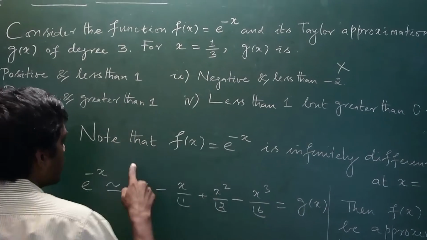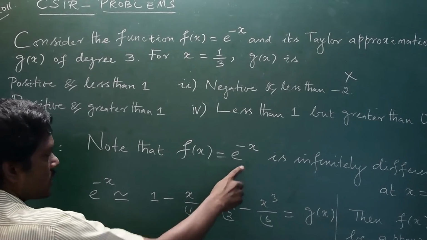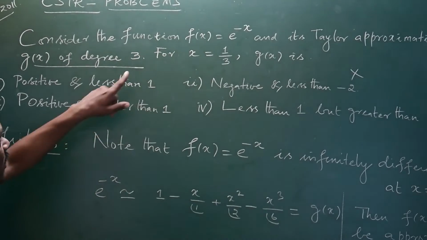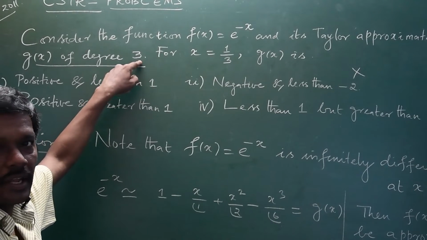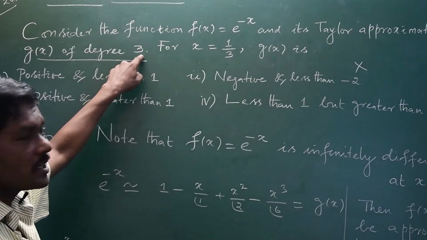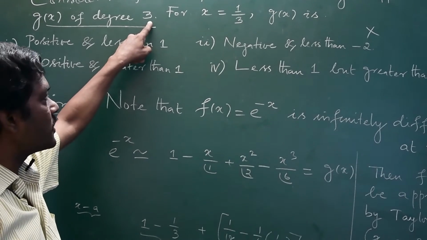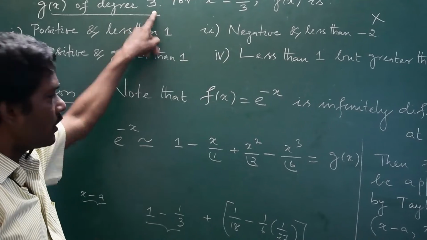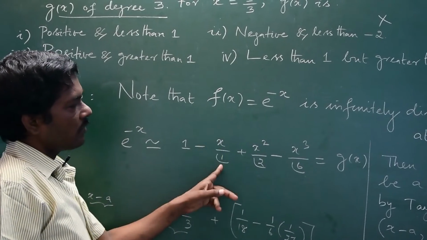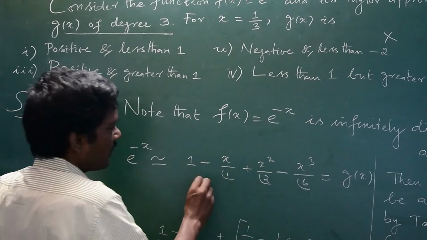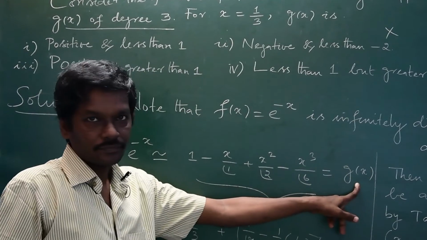Since e power minus x is infinitely differentiable and we are asked to consider only approximation up to third degree, we take it for granted that the function is expanded about the origin, and we consider only terms up to degree 3. So 1 minus x by 1 factorial plus x square by 2 factorial minus x cube by 3 factorial, and we take this to be g of x.